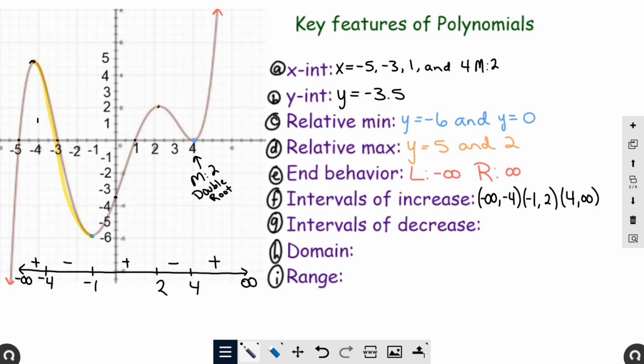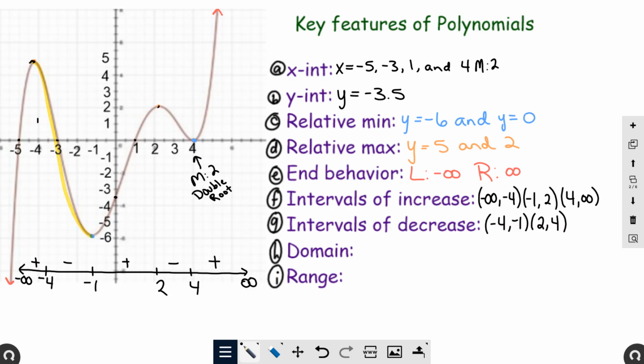Now, where does it decrease? Good, -4, -1, because that's where I have the minus. And also between 2 and 4. So if you can make that number line and you can read the graph left to right, you're halfway there. You just need those x values and you put them in the parentheses.